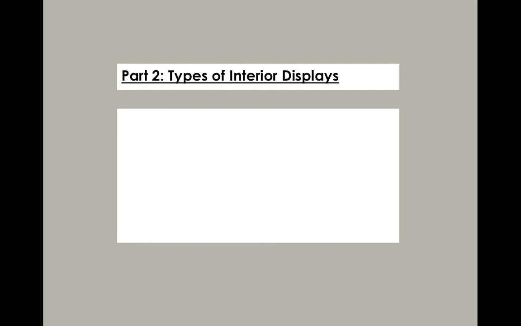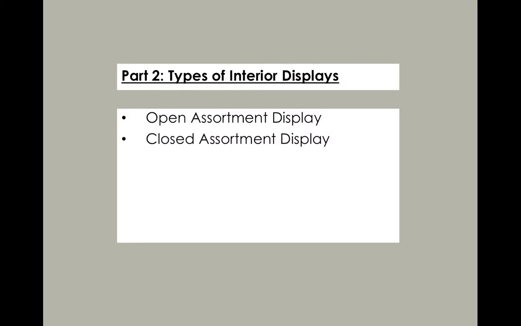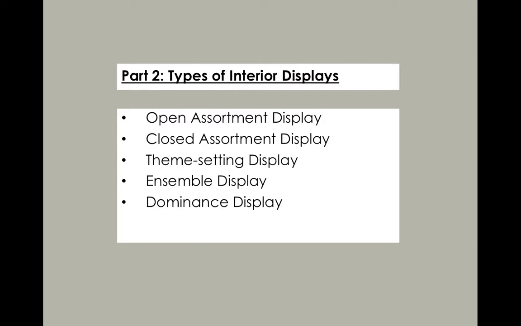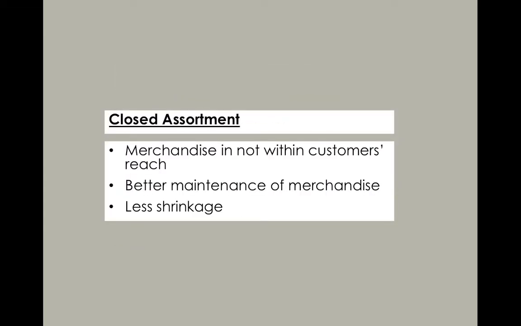Now we're going to talk about the types of interior displays. We have the open assortment display, closed assortment display, theme setting display, ensemble display, dominance display, and tonnage display. We will work through them one by one. First of all, we have closed assortment.